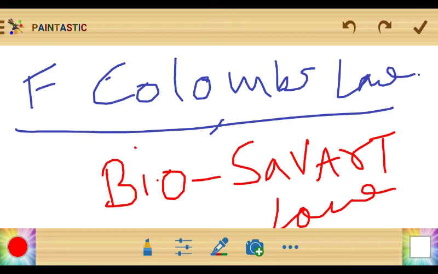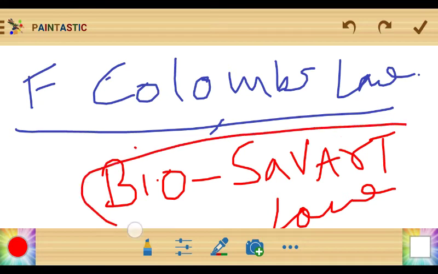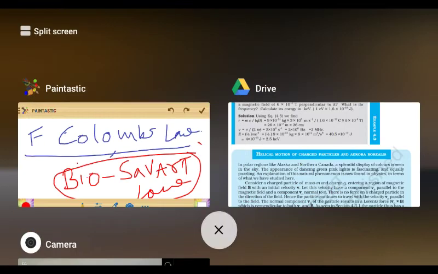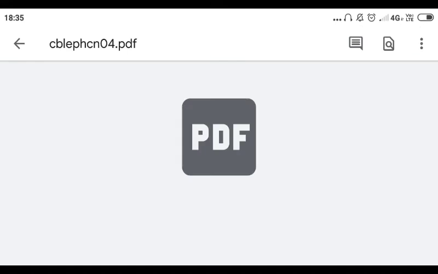It is just like Coulomb's law, but the difference is this: in Coulomb's law we are talking about the force of repulsion or attraction between charges, but the Biot-Savart law is for the magnetic field produced due to a current carrying conductor, so here there are no charges. So let's see how it is. Let's start with the Biot-Savart law.